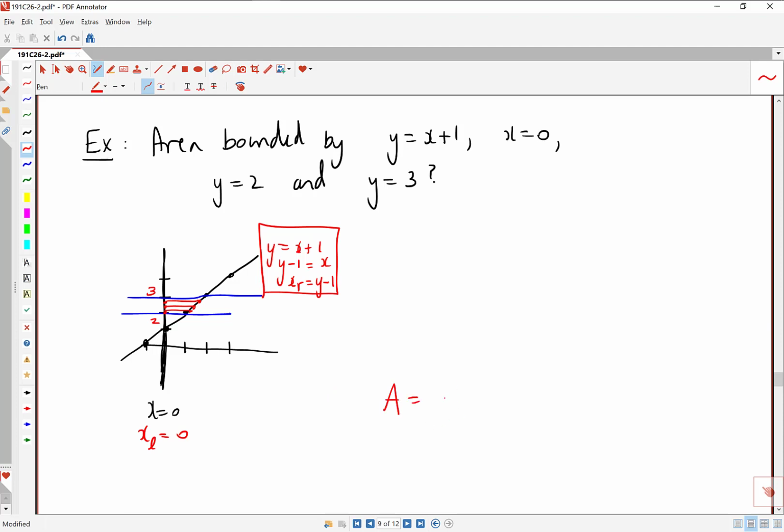If you're using horizontal slices, then the area is going to be the integral of whatever the area of a horizontal slice is, which is x right minus x left times dy.